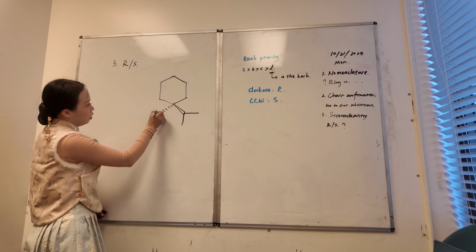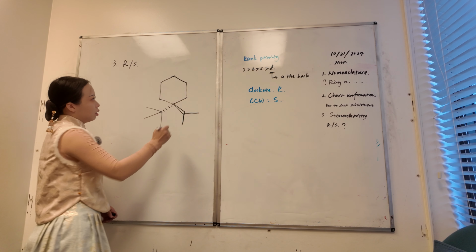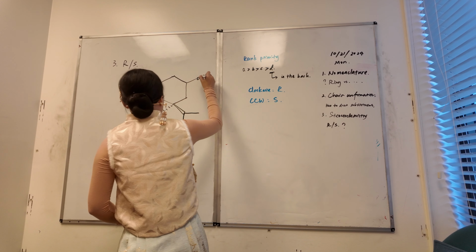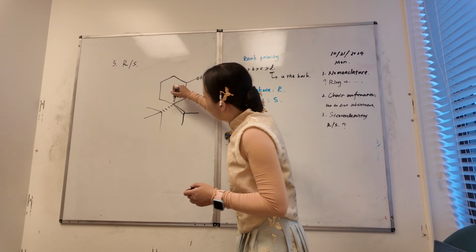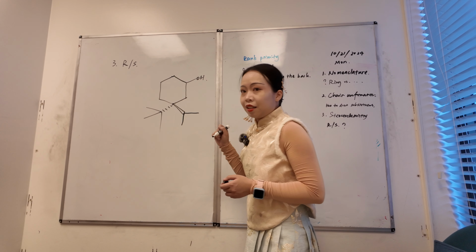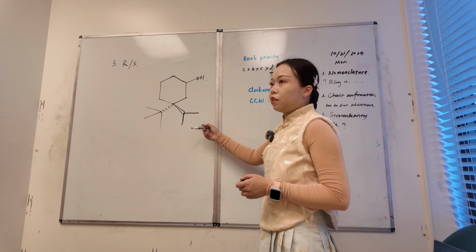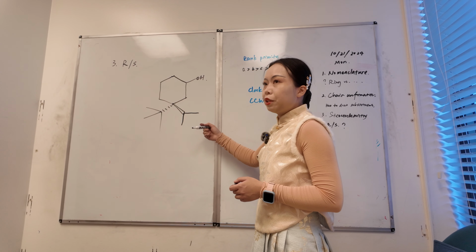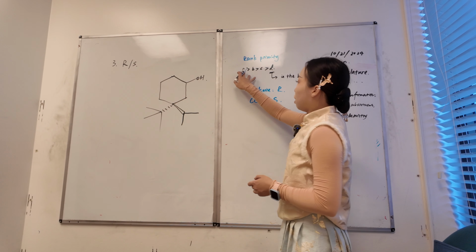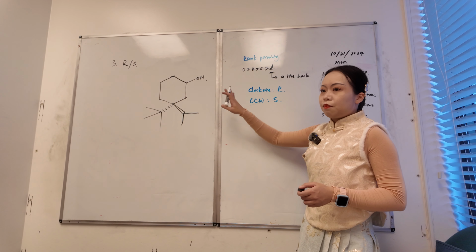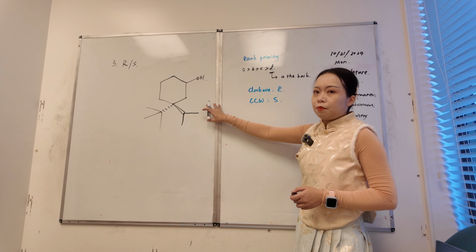Okay, let me think about this. The hardest part of assigning, of course, this is the stereo center, right? Yeah. So the hardest part that people have a problem with in assigning R and S is actually when they're trying to rank the priority, they did not go one by one. So that's the most common mistake.